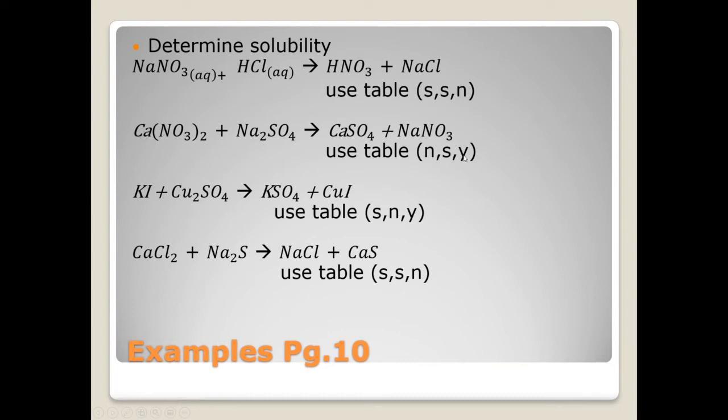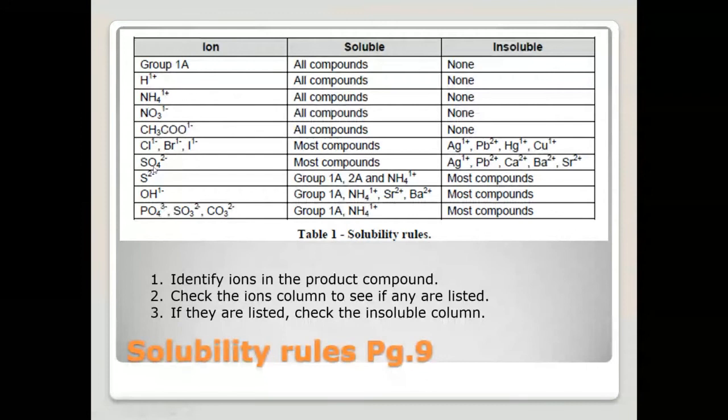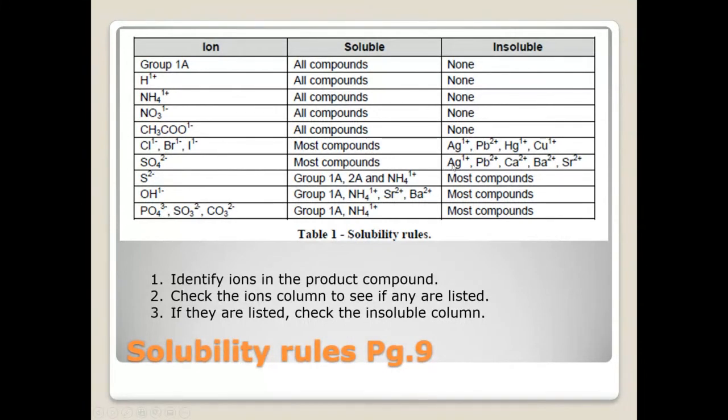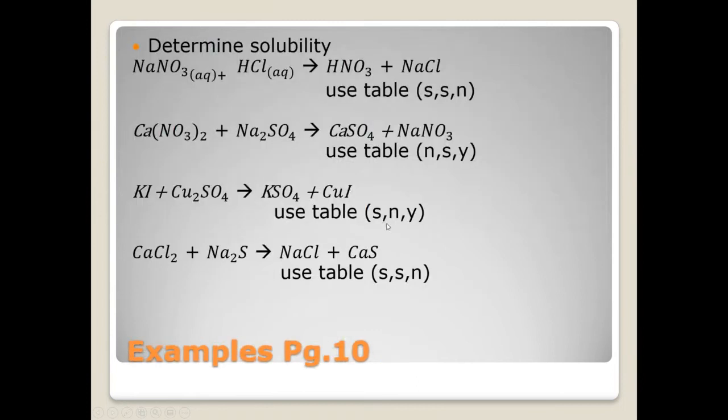So do we get a precipitate? Yes, we do. Okay, one more. I guess I'm glutton for punishment. Potassium iodide plus copper sulfate yields potassium sulfate plus copper iodide. So starting out looking at K2SO4, we have SO4 in here, and it says it is soluble with most compounds except for silver, lead, calcium, barium, and strontium, which we are not dealing with. So we are going to say that it is soluble.